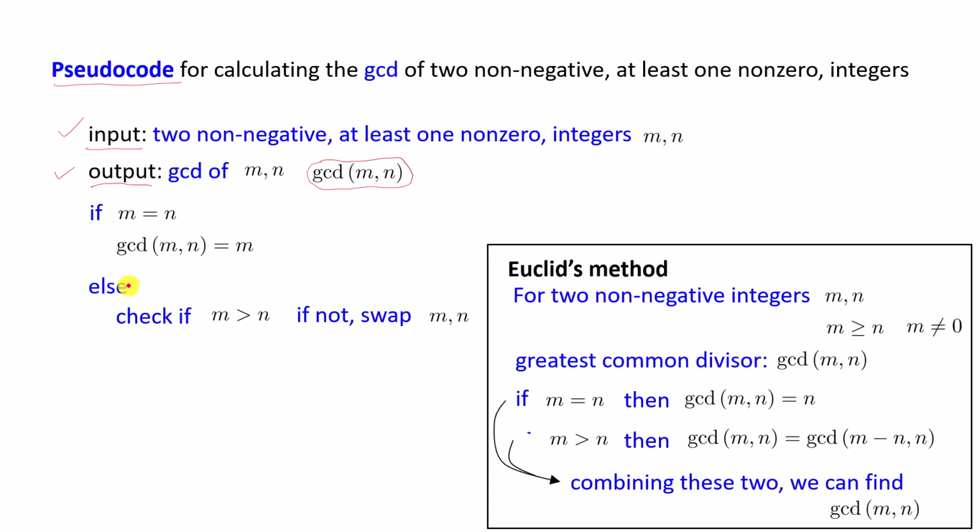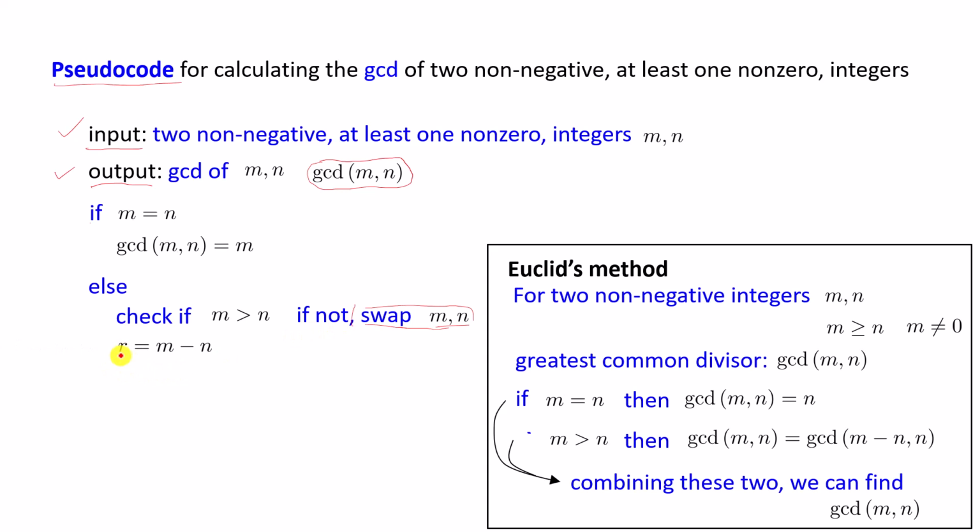However, if it is not, so else we have to check if m is greater than n. If not, we swap m and n. So the value that is stored in m, I give it to n, and the value that is stored in n, I give it to m. So that is something we call swap. So after the swap, we ensure that m is definitely greater than n. So we try to avoid m minus n being a negative number. So we make sure that m is greater than n. So we check if it is, if not, we swap.